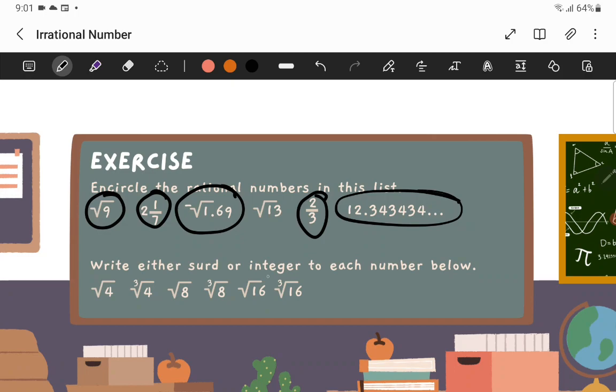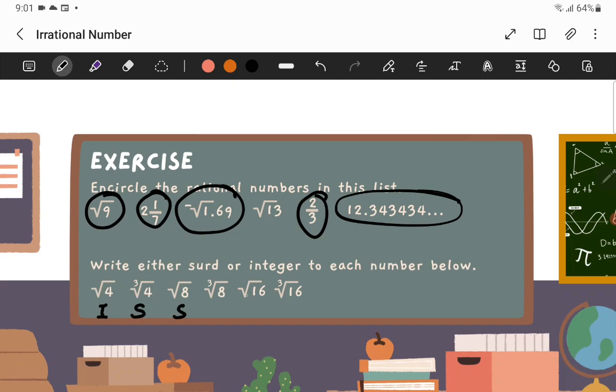Write either surd or integer next to each number below. Square root of 4 will give you 2, so that one will be an integer. The cube root of 4 will give you an irrational number. Since this one uses the root symbol, it is called a surd. And then square root of 8 will give you an irrational number. And since the root sign is used in this number, this one is called a surd.